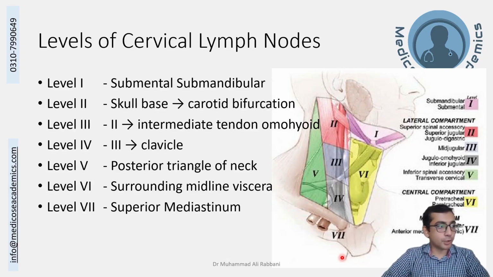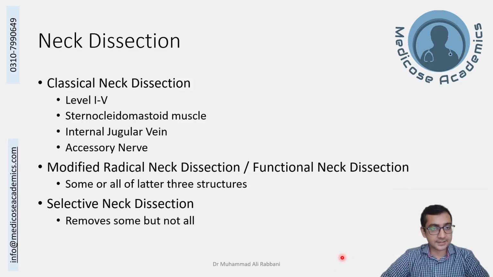The levels will become important to you when you are talking about different surgeries. For example, in the classic neck dissection, level 1 to 5 lymph nodes are taken out along with the structures that are surrounding them, that include the sternocleidomastoid, internal jugular vein, and accessory nerve. However, taking out these structures, sternocleidomastoid, internal jugular vein, and accessory nerve, gives some serious disabilities.